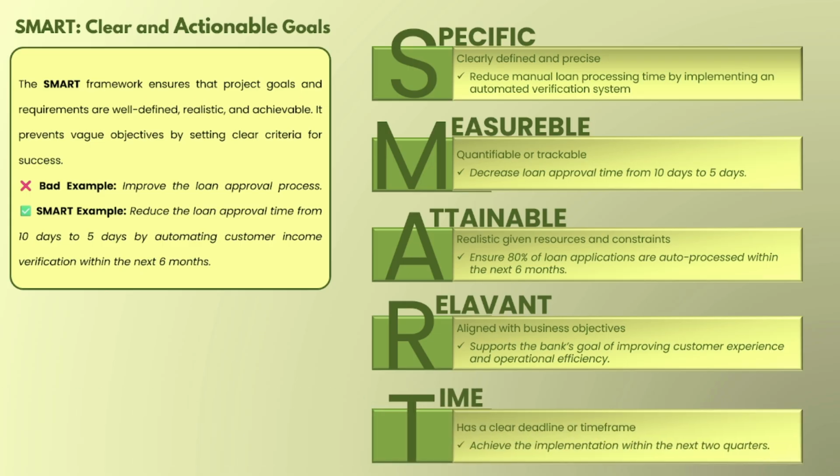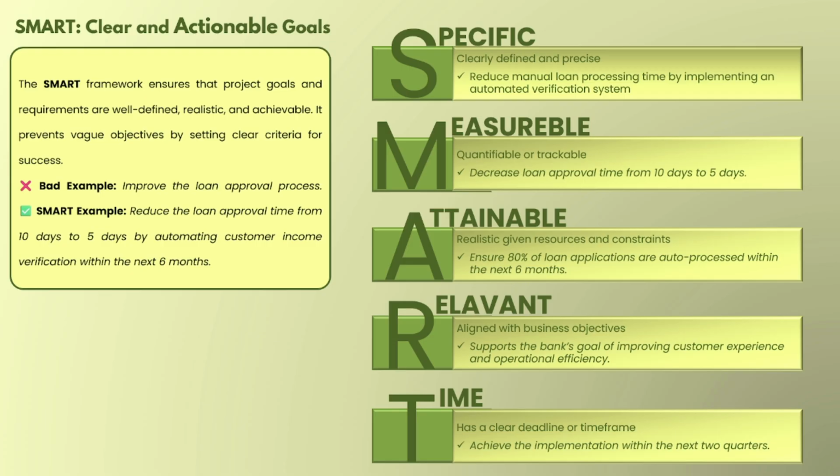And the last is time-bound, which has a clear deadline or time frame, means something which we need to achieve within that particular period. Achieve the implementation within the next 2 quarters, means whatever features we have included should be implemented in the next 2 quarters. Here we have applied SMART to a project goal, a higher level requirement. We are not going into detail, we are talking about the project goal. Similarly, you can use SMART for requirements also.